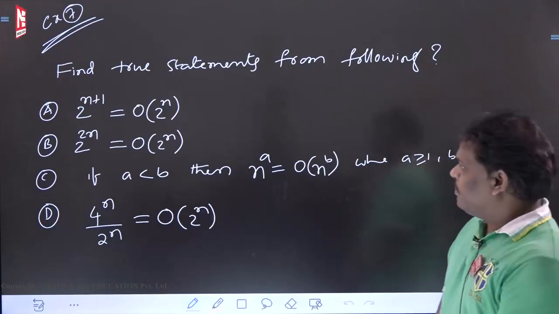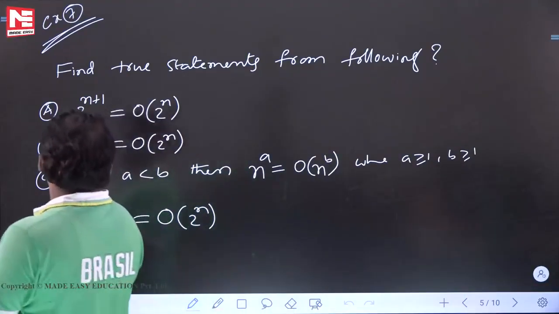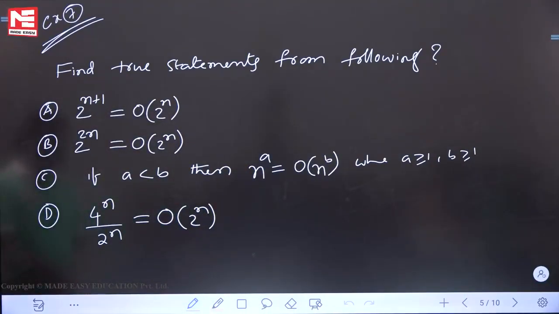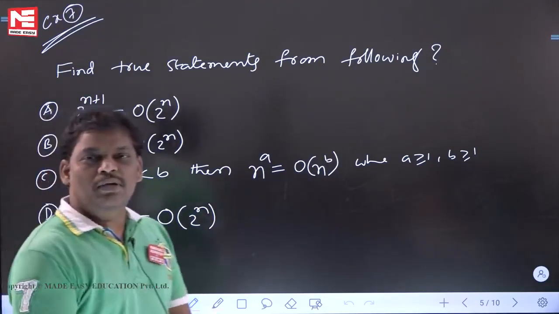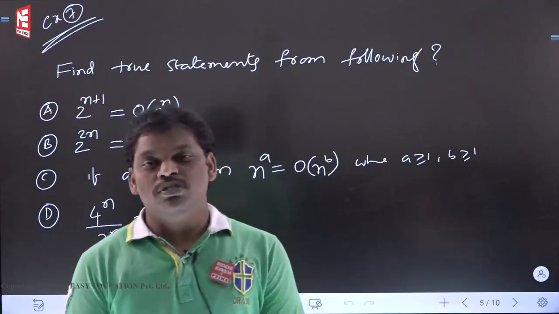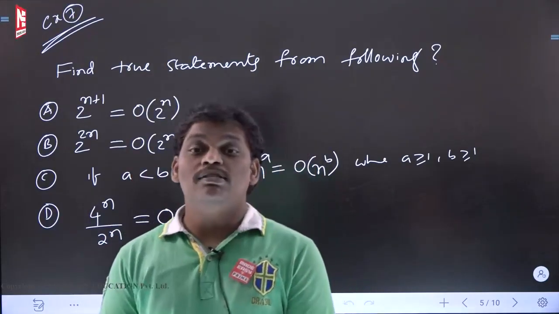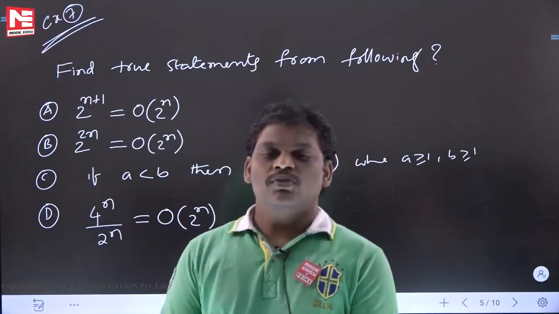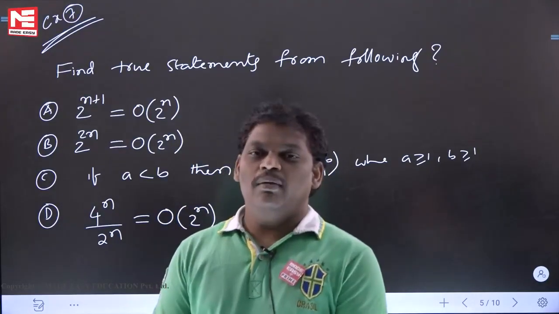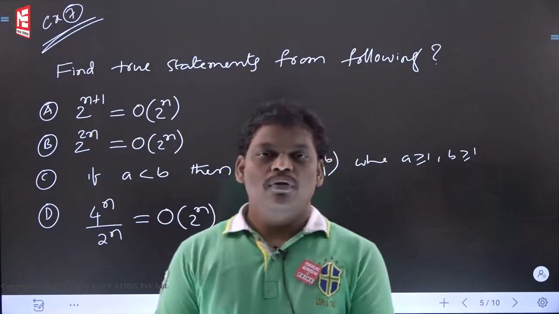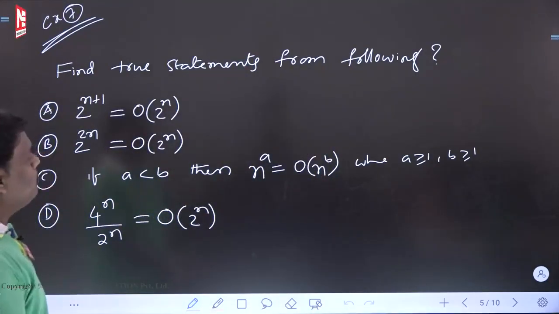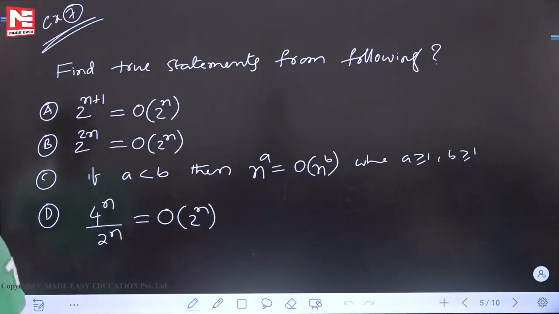Read it. Find true statements from the following. Out of these 4 statements, which are true, which are false, you have to find out. Read the options also. And this year GATE examination, multiple select type questions also there. Means more than one answer may be there. That is the reason you cannot say one is true and remaining is false. Please be careful. Find true statements from the following. From all these 4, which is the true statement, you have to find out.